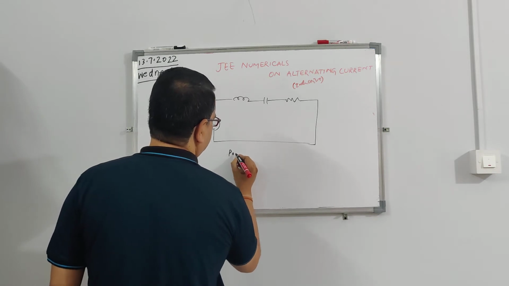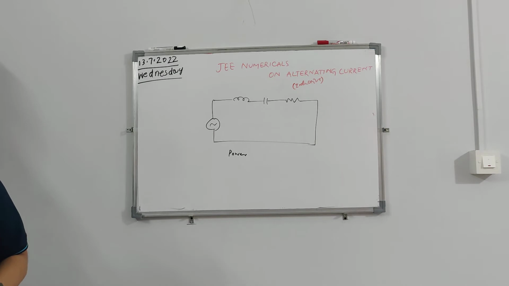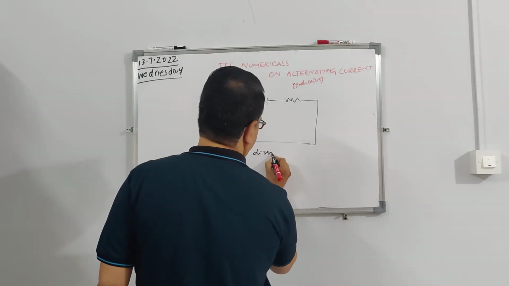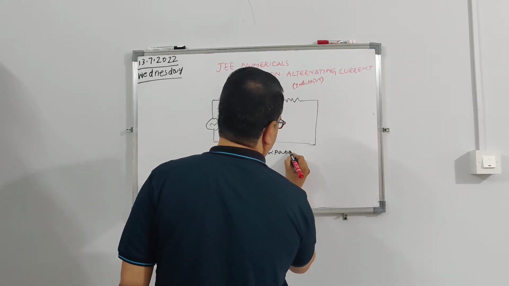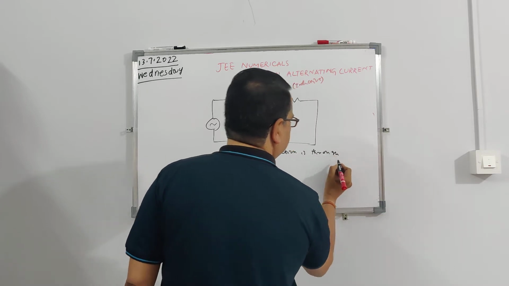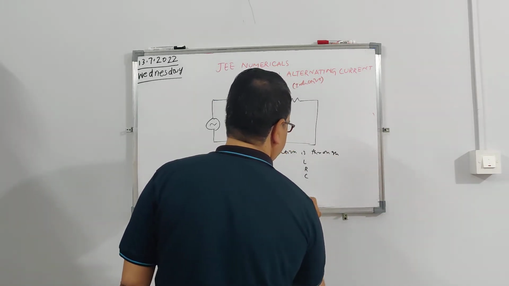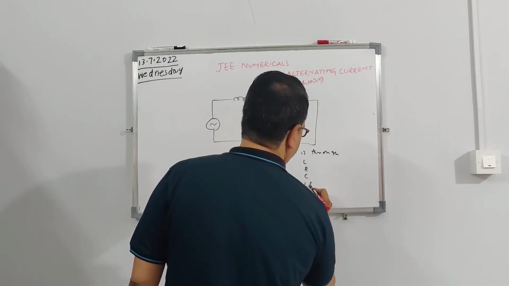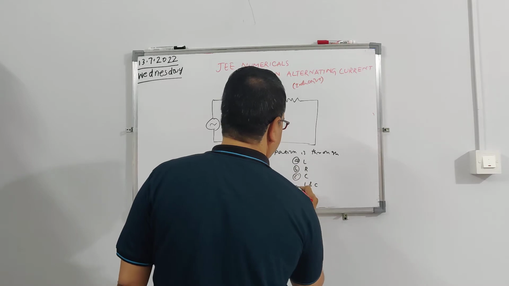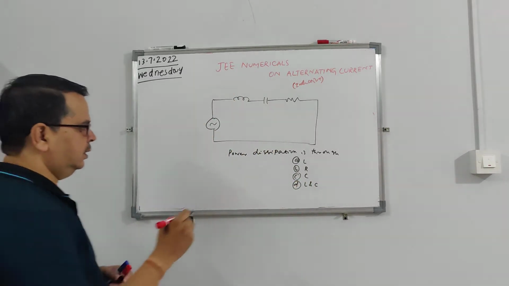So they are saying that the power dissipation is through L, R, C, or L and C. This is A, this is B, this is C, this is D. So the correct answer here will be the R.